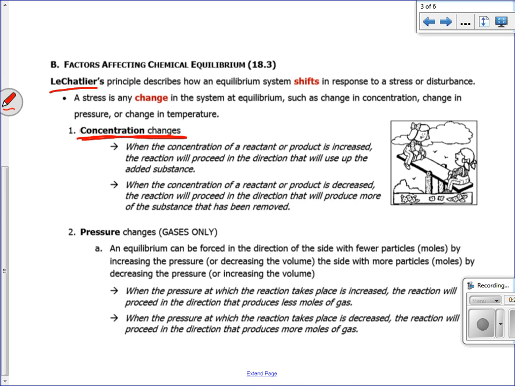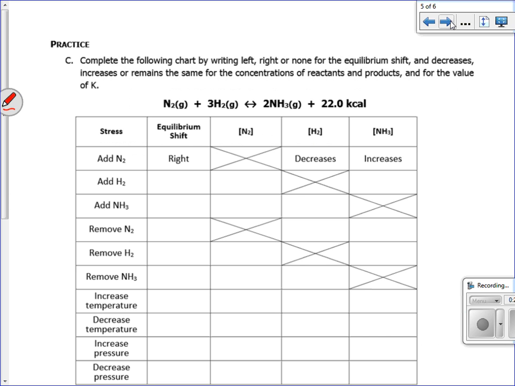Okay, now let's look at a few examples. I'm going to have you look at this one in the chart. We're going to do each different change one at a time. So here is our overall reaction. Now we'll get to the kilocalories and why that's there in just a minute. But I have nitrogen plus hydrogen giving us ammonia.